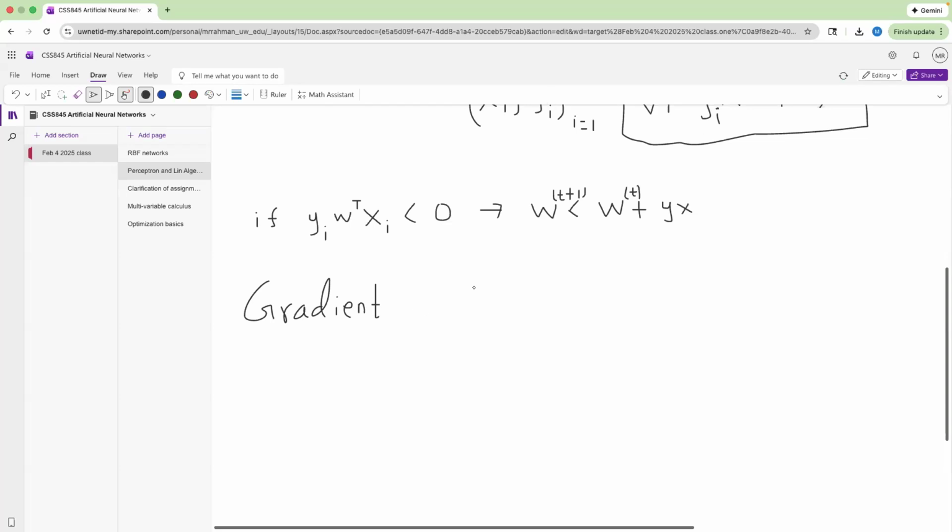Okay, gradient. And I think it's important to know the connection here. Has anyone taken an ML course where you've heard about gradient descent?